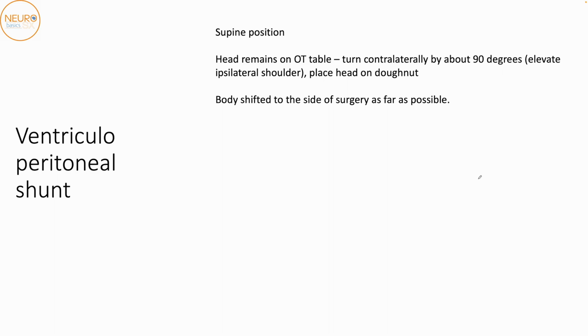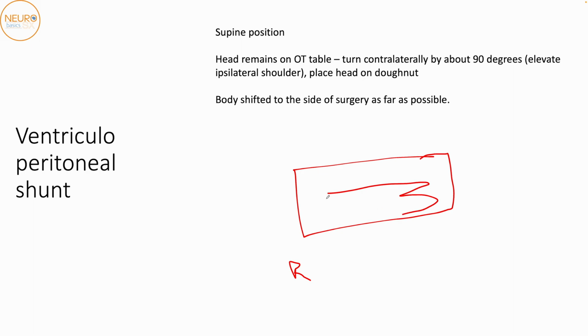There are some other surgeries, for example, like the VP shunt, which will also be done in the supine position. For this position, the head ends up remaining on the OT table. So if this is the OT table, a few important things for a VP shunt position. If this is the right side and you're putting a shunt on the right side, you want the patient to be positioned as much towards the right side of the table as possible.